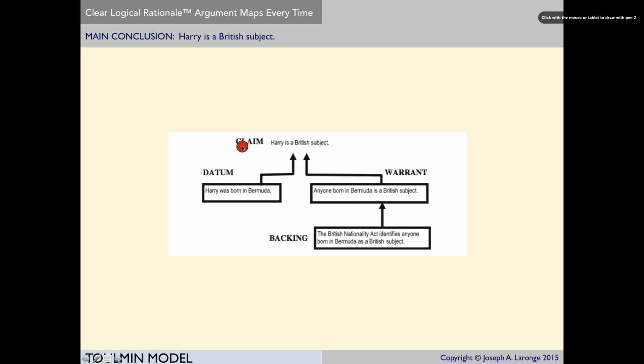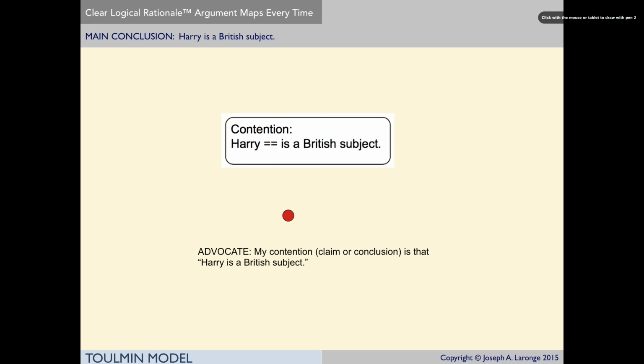So Toulmin, these are all actually linked premises, but Toulmin gives separate names to them: datum, warrant, and backing. And I'm going to show how those names are really unnecessary. They're confusing to learn, and they don't really assist, because these are all just linked premises, as you'll see in a moment. So let's start out with the contention, remember? And we're using the Rationale software applied with the logic bridge method. So the contention is Harry is a British subject. So the advocate says, my contention, claim or conclusion, is that Harry is a British subject.